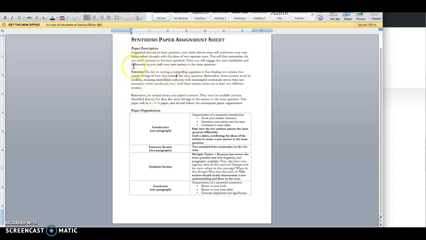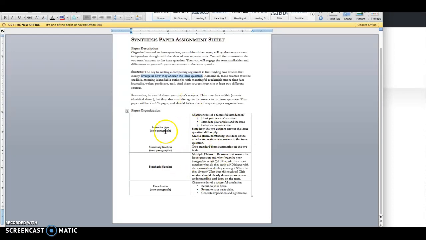And so I think this paper description really helps, right? You're organized around an issue question, you'll summarize the two texts, and you'll engage them in your own answer to the issue question. So here in the paper description, it talks about how you need to find two articles that diverge in the way they answer the issue question. So that would be the first thing you're finding. And it could be the article you used on your research paper, your analysis paper. It could be two totally new sources that you found in the course of your research. Remember, part of your assignment is to find 4 news sources for lesson 21. So it could be some of those. It's totally up to you.